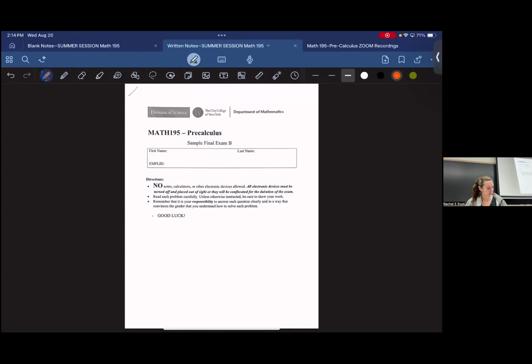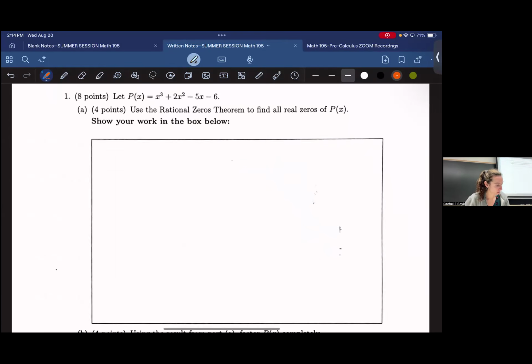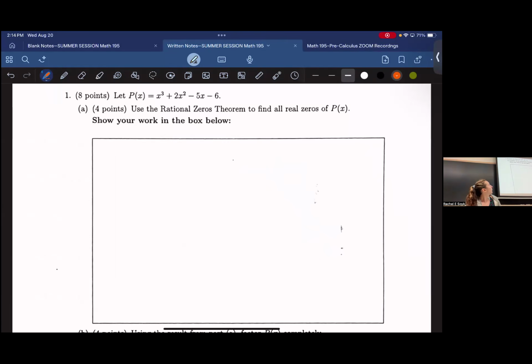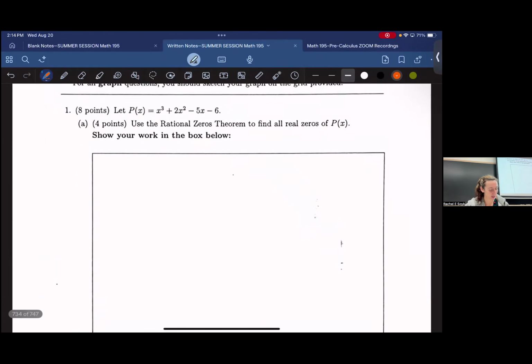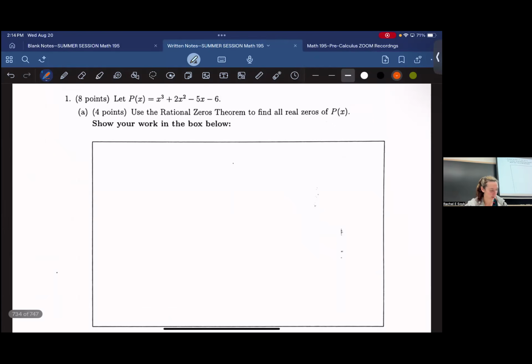And okay, let's jump into it. So question one, we are asked to use the rational zero theorem to find all real zeros of P of X. So think P's and Q's. Our constant at the end, we want to find our factor pairs of -6, so ±1, ±2, ±3, ±6.